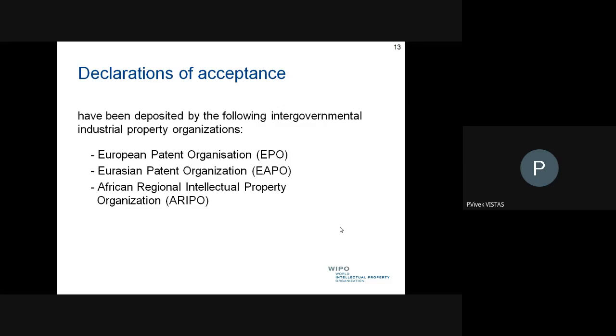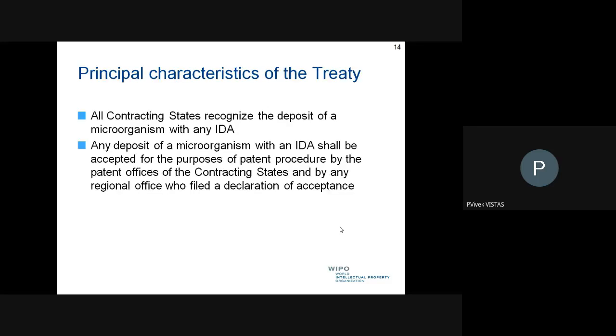So what is the principal motto of this treaty? All contracting states recognize the deposit of a microorganism with any IDA. IDA is nothing but International Depository Authority. So among the 46 we mentioned, they can easily deposit in any of them. Okay? So this Budapest Treaty is an organization in which 80 states have been contracted.